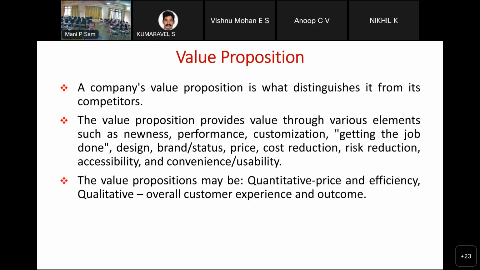Maybe this product or service reduces cost for the customer, reduces the risk for the customer, or makes it more accessible and convenient. There can be many, many elements which together create a unique value proposition. They may be quantitatively expressed, in price or efficiency, or qualitatively, based on the customer's perceptions and experience. And let me be very frank, in this whole world there is nothing called reality. It is all a matter of perception. Whatever we perceive is our reality.